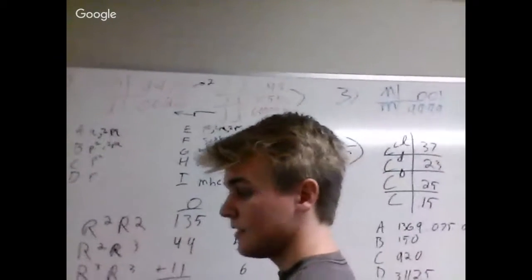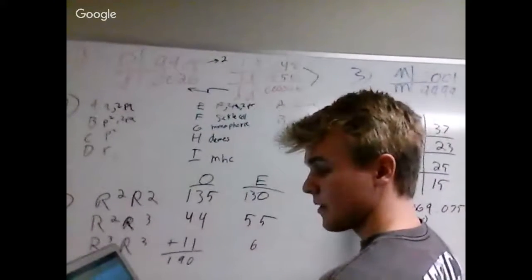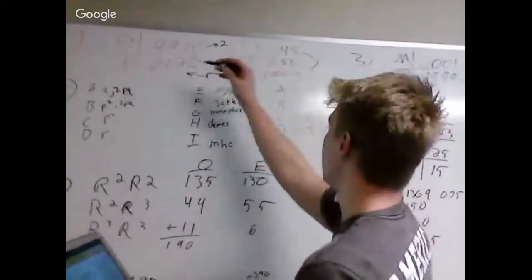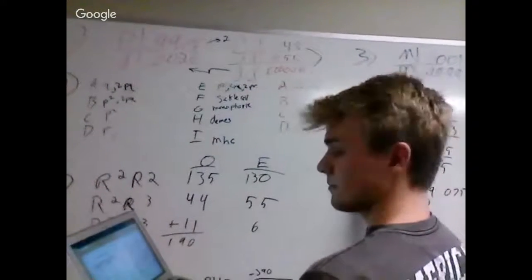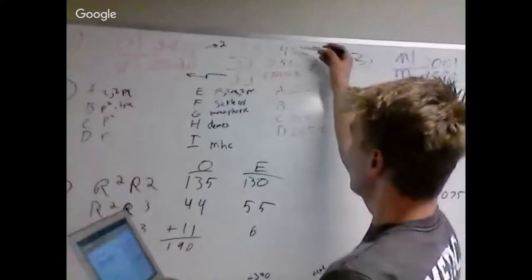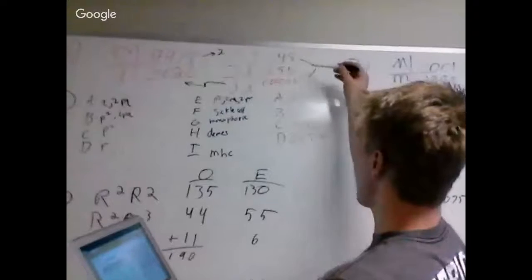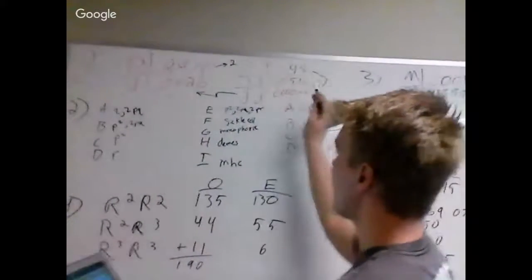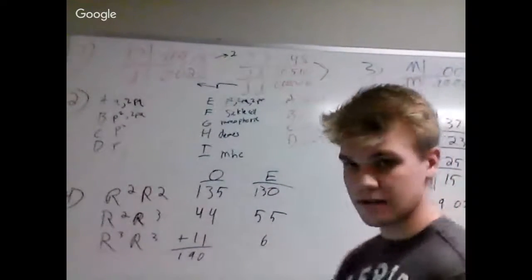What is the frequency of the d allele? Well, that's right here. And what is the frequency of the dominant D allele? That's right there. What is the frequency of the homozygous dominant? Right there. And what is the frequency of the heterozygous? That's right there. So all that really quick is boom, in those charts.